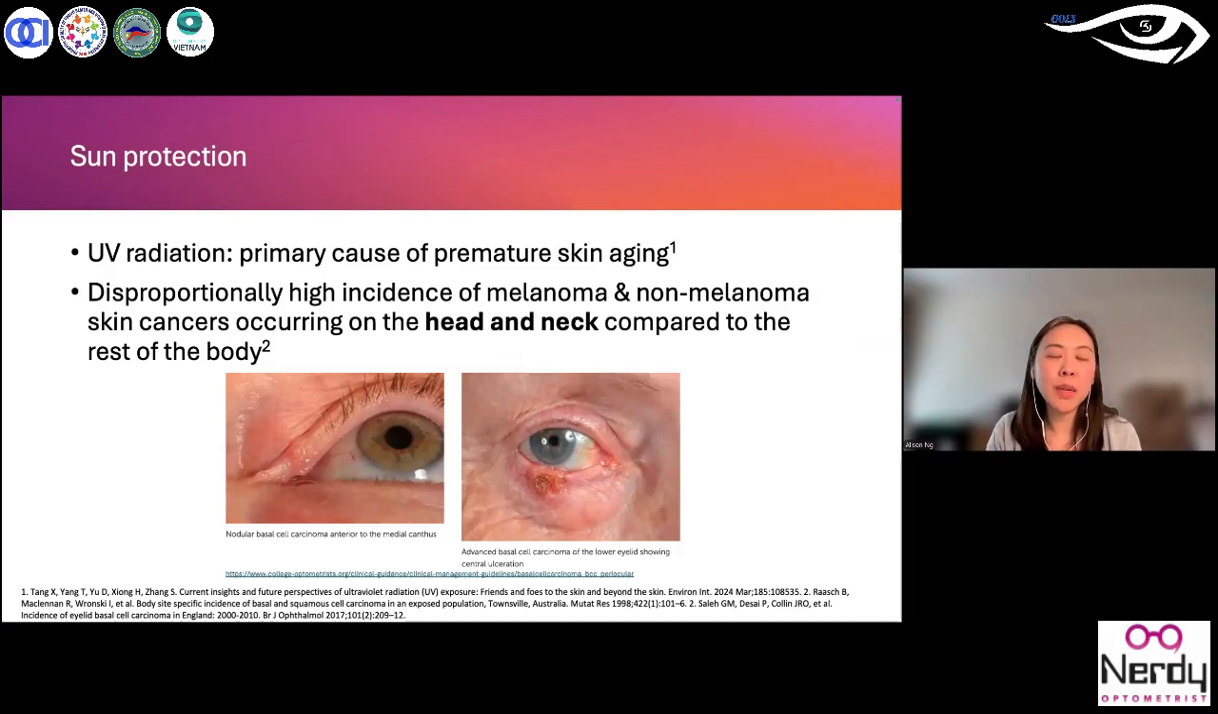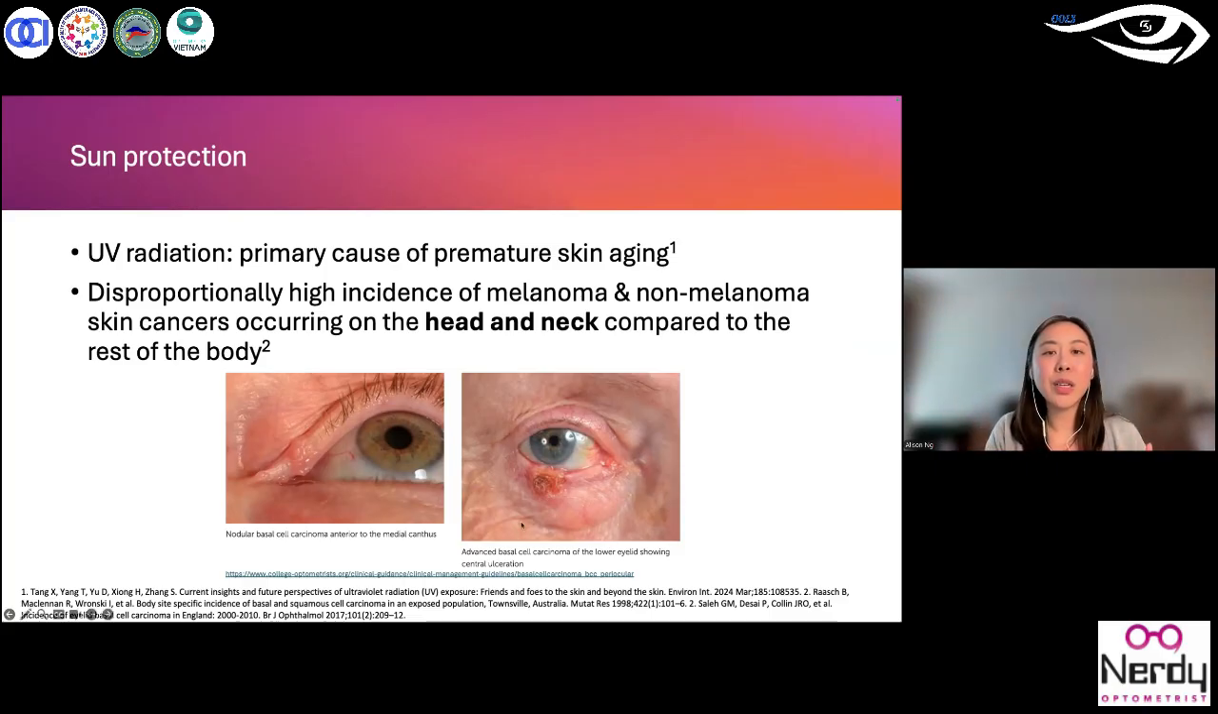Last of all, on my top list of 3 tips for maintaining healthy periocular skin is sun protection. We know that UV radiation is the most common cause of premature skin aging, and if that isn't something that worries you, it's okay. It's not always a vanity thing. I think the other important thing to remember is skin cancer is highly prevalent on the head and neck compared to the rest of the body.